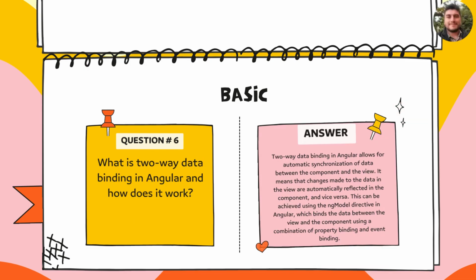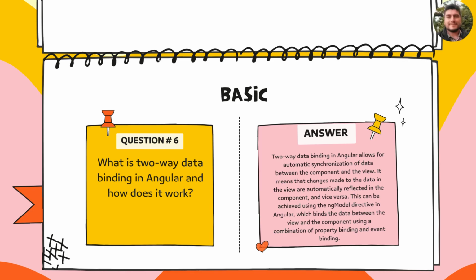Okay, the next question is question number 6, and it is the moment to talk about binding and the model view model in Angular architecture. And the question is, what is two-way data binding in Angular and how does it work?